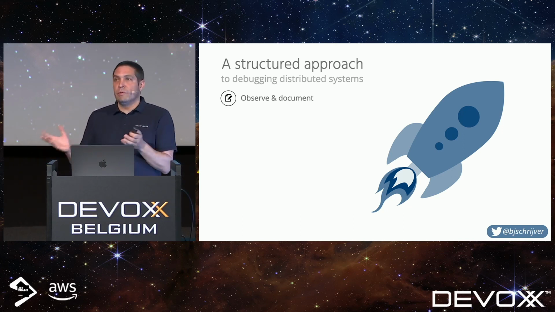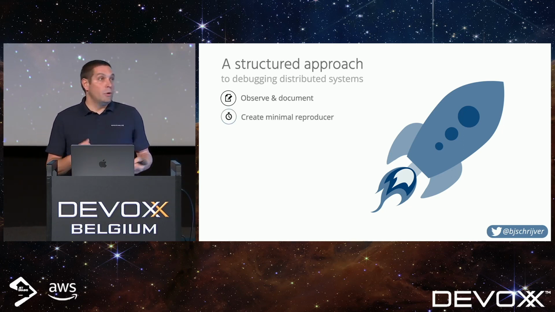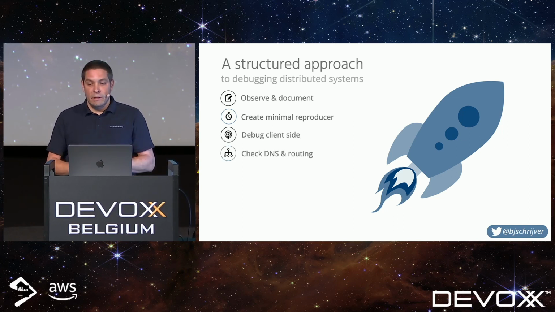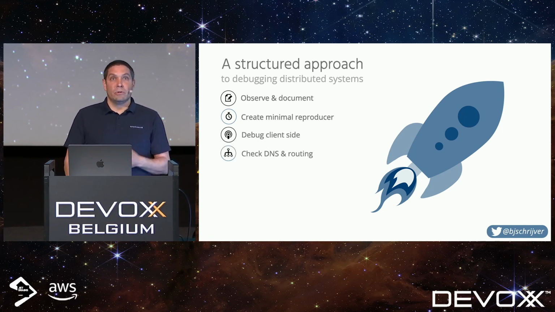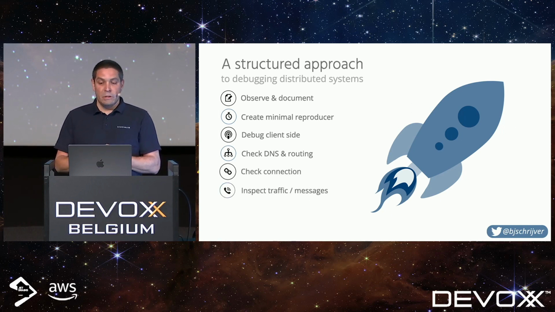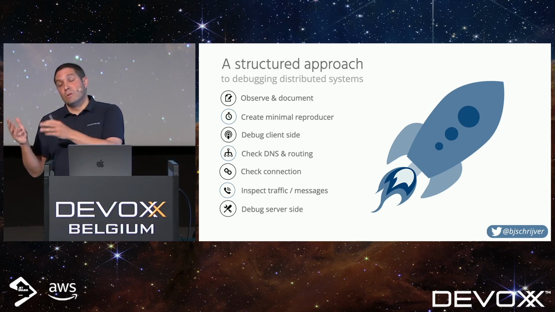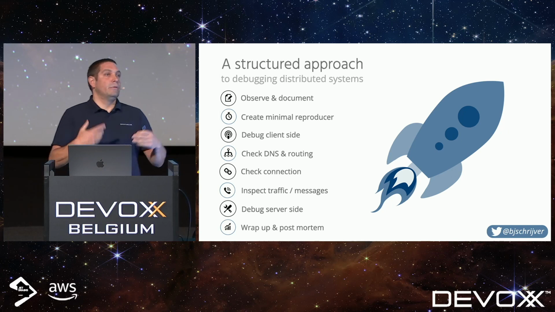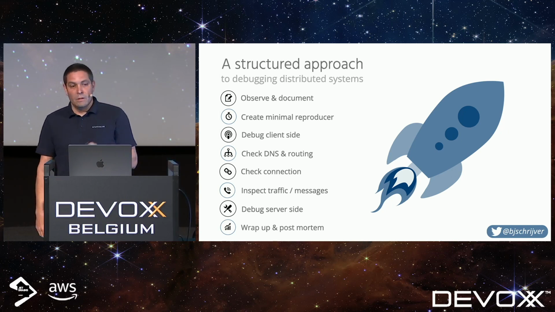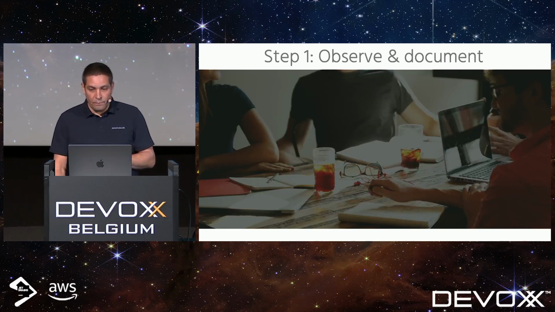So it's about observing and documenting the situation, creating a minimal reproducer, start debugging on the client side, check whether the network connection works, so check DNS and routing, check the actual TCP or UDP connection, inspect any traffic or messages that are flowing, debug on the server side, and hopefully you find out what the problem is, and then in the end you can wrap up and do a postmortem. So let's start with step one.